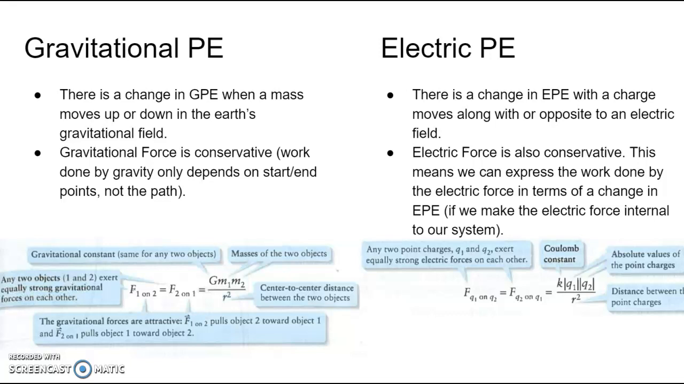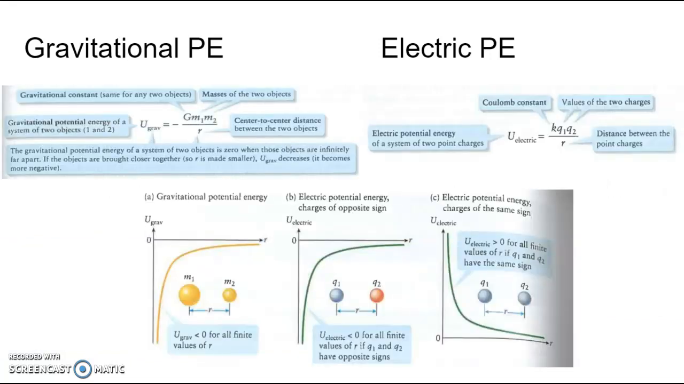For electric potential energy, we have very similar things going on. Electric potential energy changes depending on whether and how the charge is moving in the electric field, and the electric force is also conservative. The force again looks very similar. So I'm going to make the argument that since the potential energy due to gravity has the form of negative GMm over r, the electric potential energy will also have this form. And this is actually due to the fact that we're dealing with conservative forces.